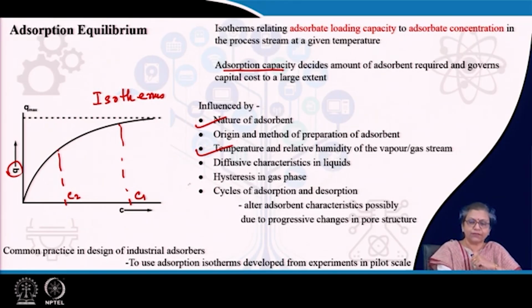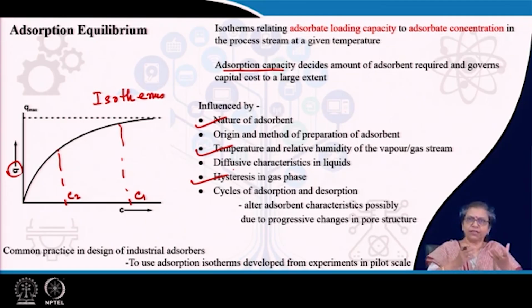For gas phase, definitely you have come to know that it is going to depend upon the hysteresis in the gas phase. And for liquid phases, the liquid has to diffuse into the adsorbent. So, the diffusive characteristics of the liquid are also going to influence this adsorption isotherm, and we know that the diffusive characteristics of the liquid also depend on a large number of factors like temperature. There is one other very important thing on which the adsorption equilibrium curve depends.